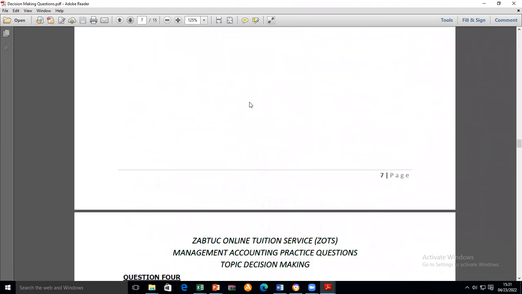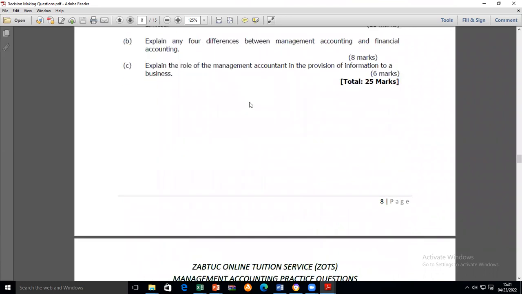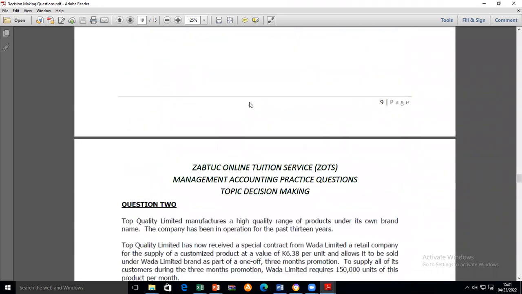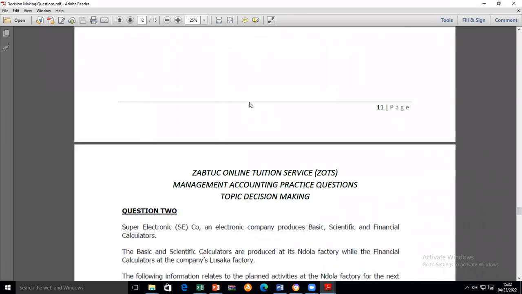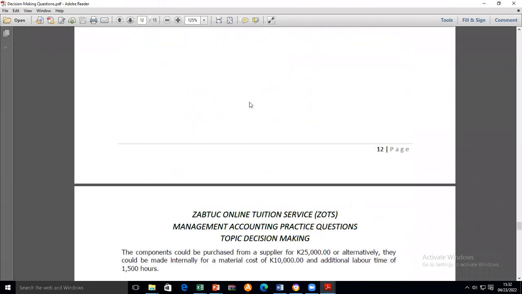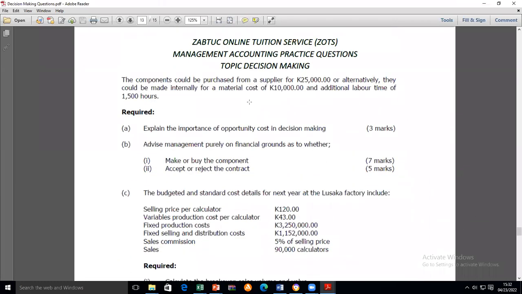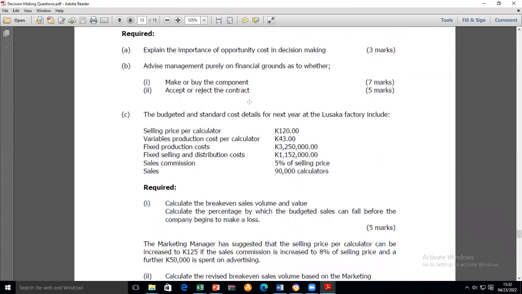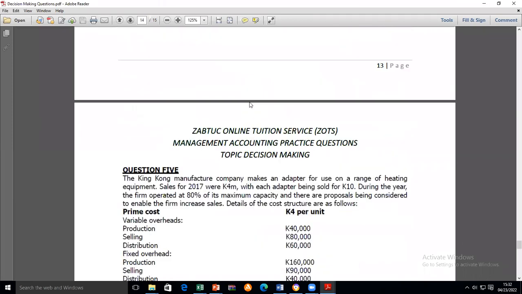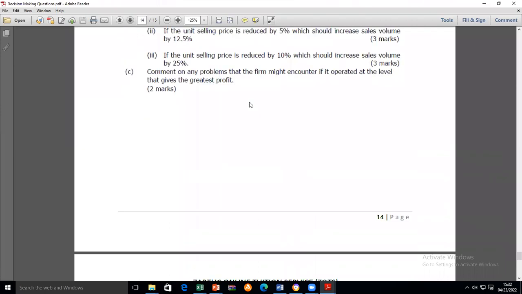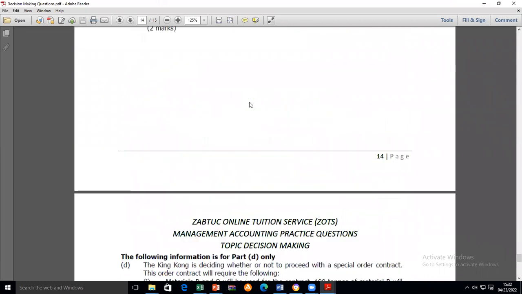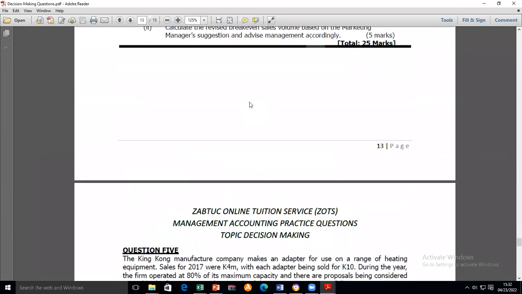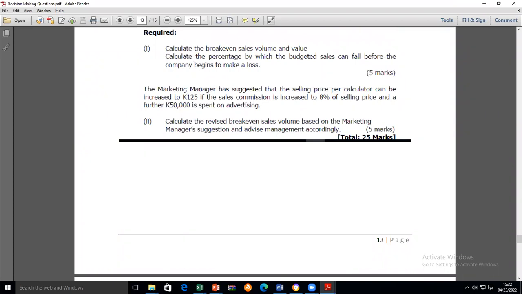Okay, this one is about the same issue. This is relevant costing again. So you see there's a number of questions on relevant costing. This is again on relevant costing. Okay. I'm going to send you a question. It's a question I want you to do.